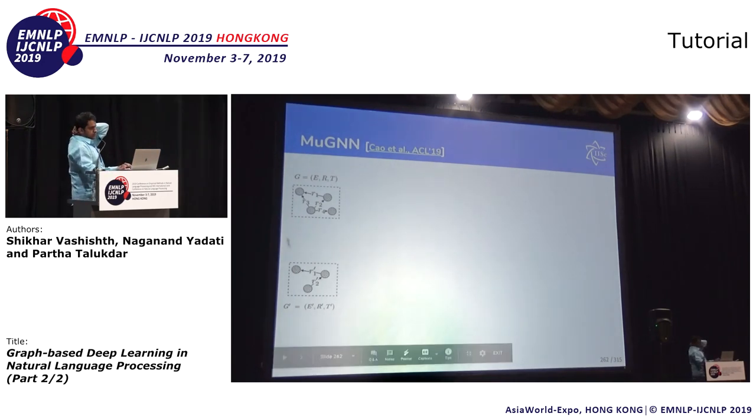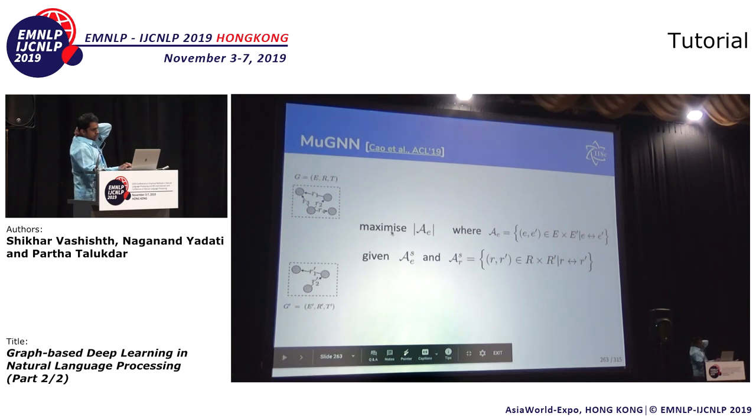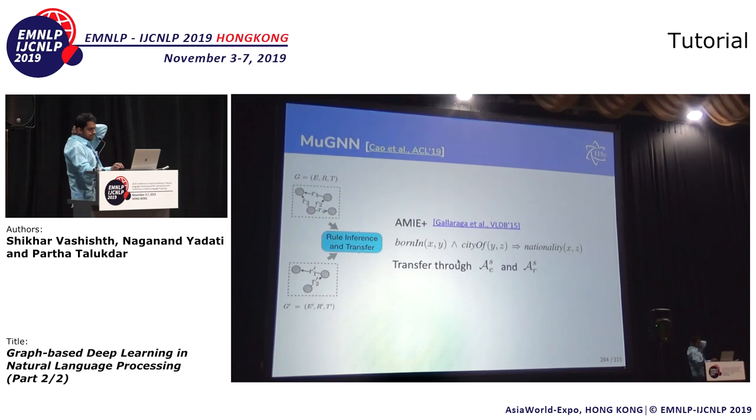So we have the two input knowledge graphs. So let's see the architecture details. So the problem is to maximize the cardinality of AE, where AE is the set of all aligned entities in the knowledge graph. And we are also given some seed alignments, maybe seed entity alignments and seed relation alignments, right?